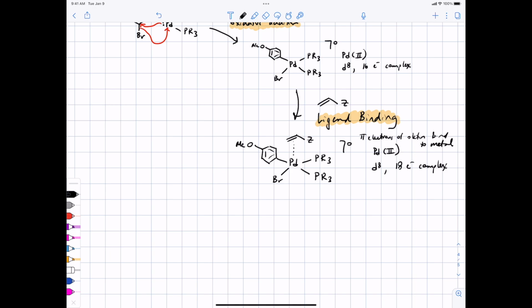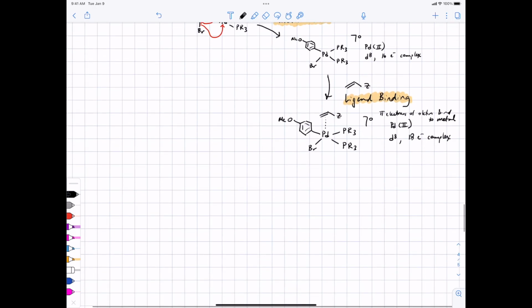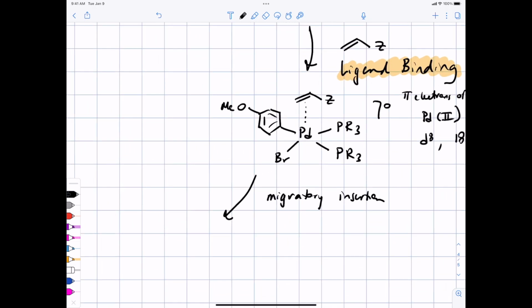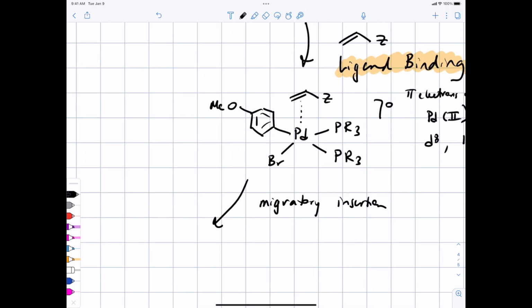Okay, what happens next is a new step that you haven't seen before, and this is really the only time that you'll see it. It's called migratory insertion. And this is the carbon-carbon bond forming step.